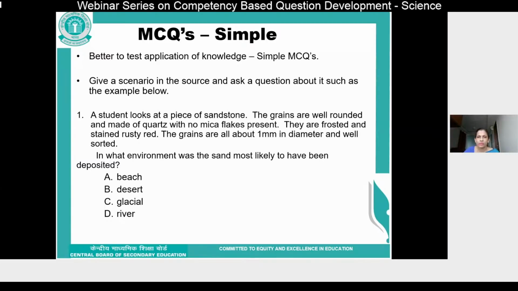And what are your thoughts about this question, simple MCQ? Any thoughts, any inputs? So I think if children have an understanding or have read what kind of environment has what kind of sand, it is more of a recall, remember question, where they will be able to connect what they have learned in a particular context or text and come to the answer here. Exactly.